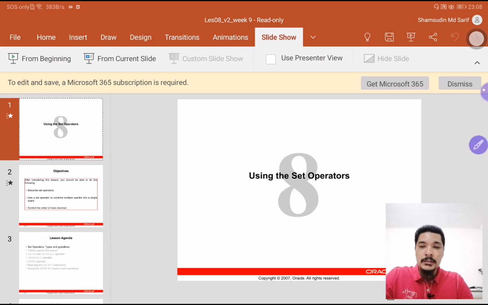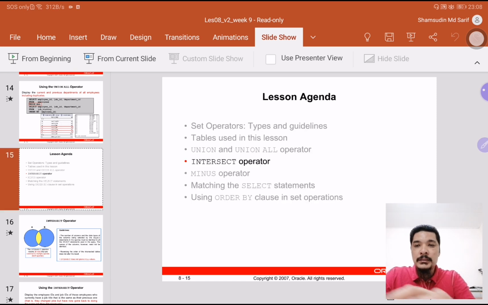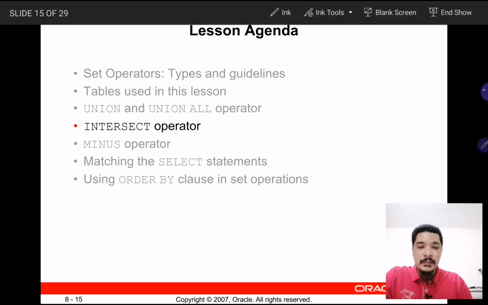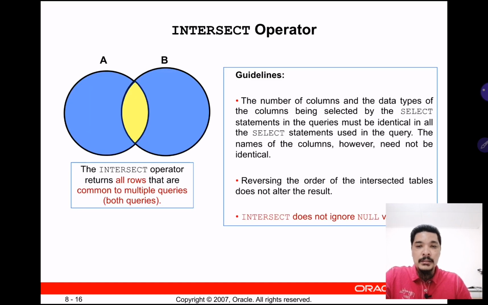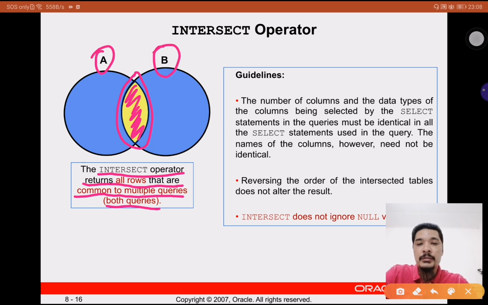Without further ado, let's continue from slide number 15. Start from the current slides and move to the next slides. This is the third operator. The previous ones, from part 2, are union and union all. Now we have another operator called intersection. The intersect operator returns all rows that are common to both queries, meaning it returns only the rows common to both query A and query B.